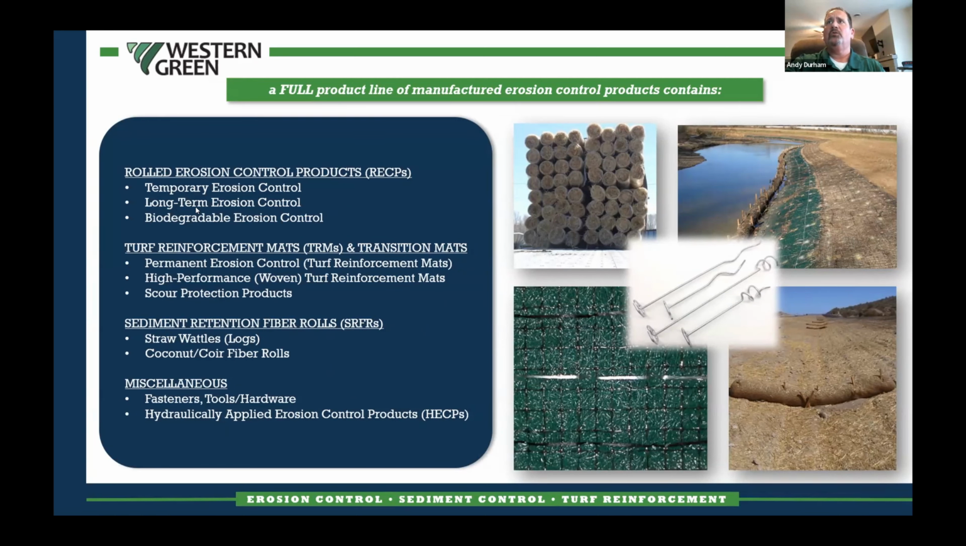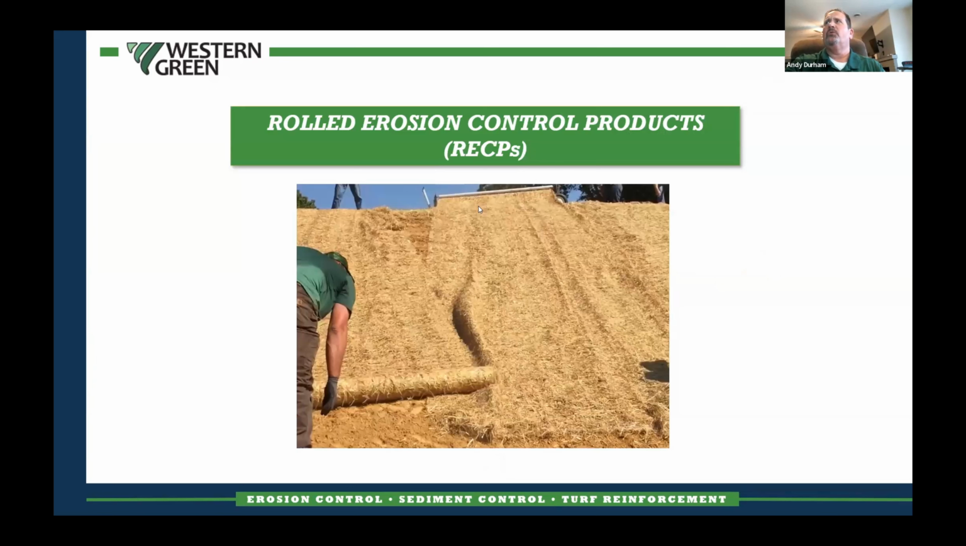We manufacture rolled erosion control products, and Justin talked a little bit about those at the beginning of the presentation. Some are temporary, some are long-term, many are biodegradable. And then we move into turf reinforcement mats that are used for channel erosion, and Tim talked about that. And then we also do sediment retention rolls. I'm not going to go into those today, and we'll talk a little bit about fasteners. But we've got a whole realm of products in our product portfolio throughout the Western Green brand and all of our brands. So let's talk a little bit about rolled erosion control products.